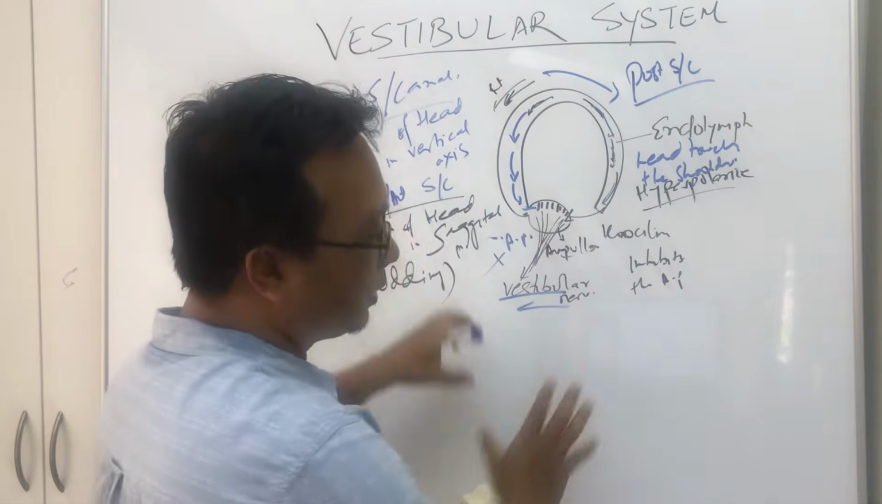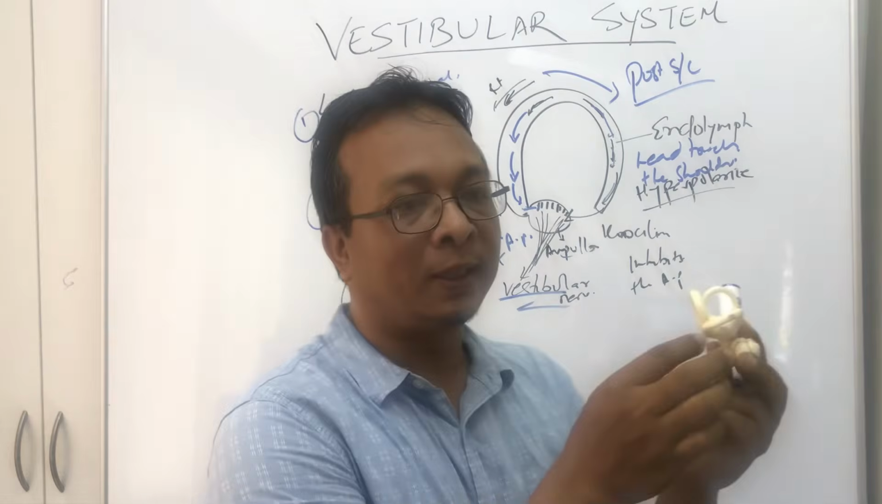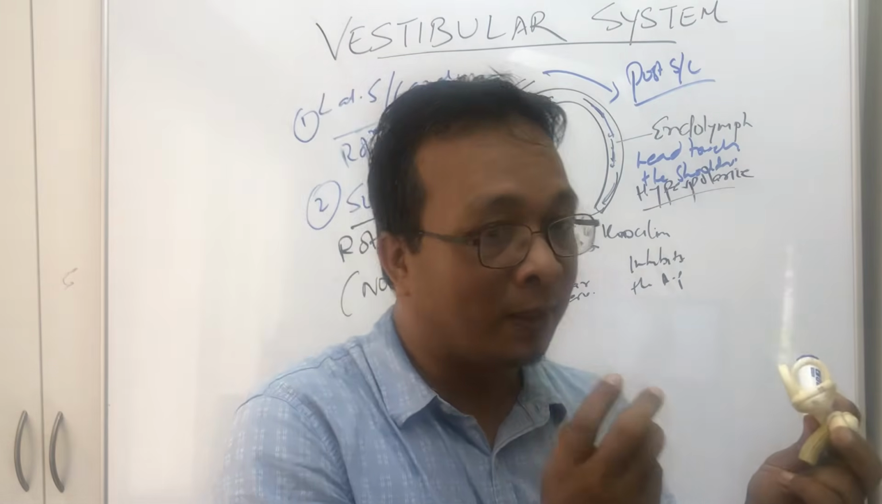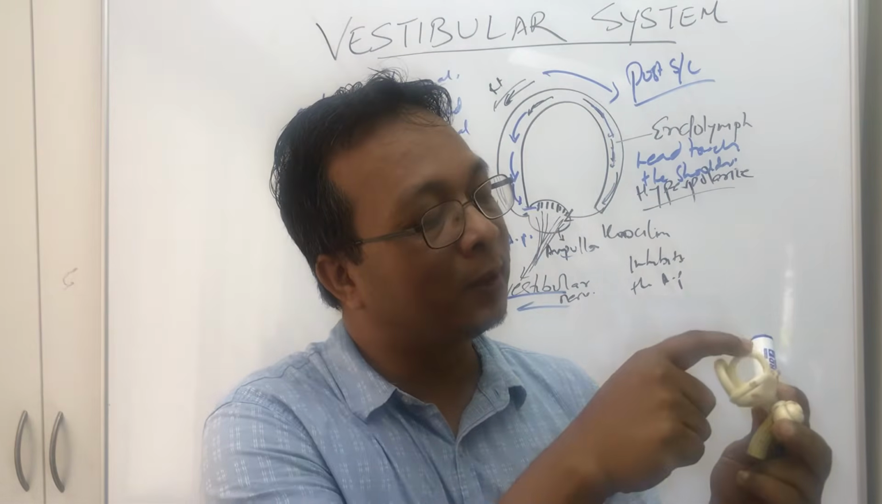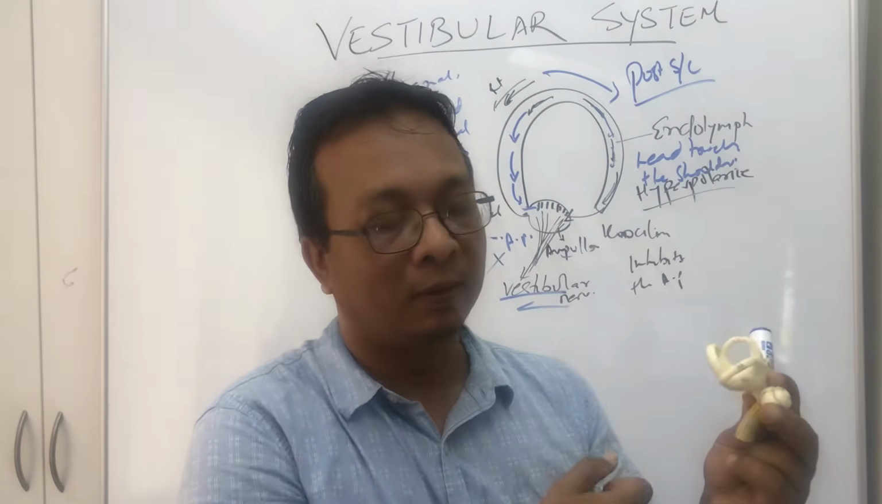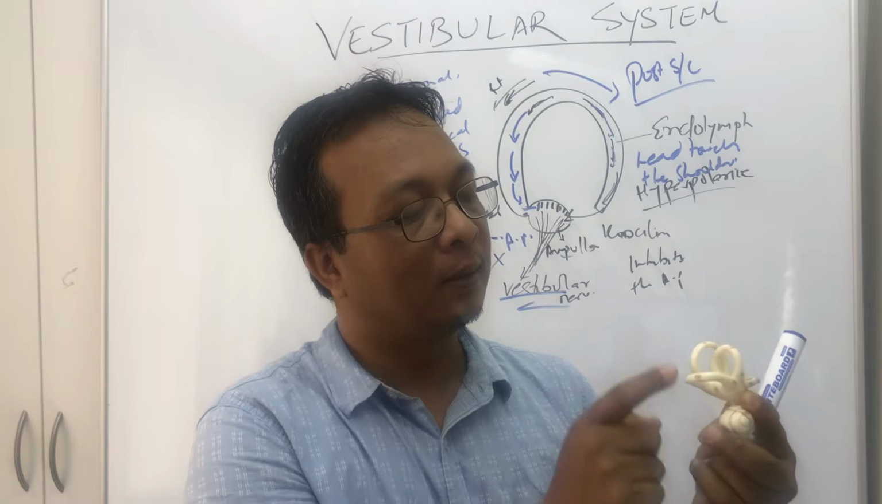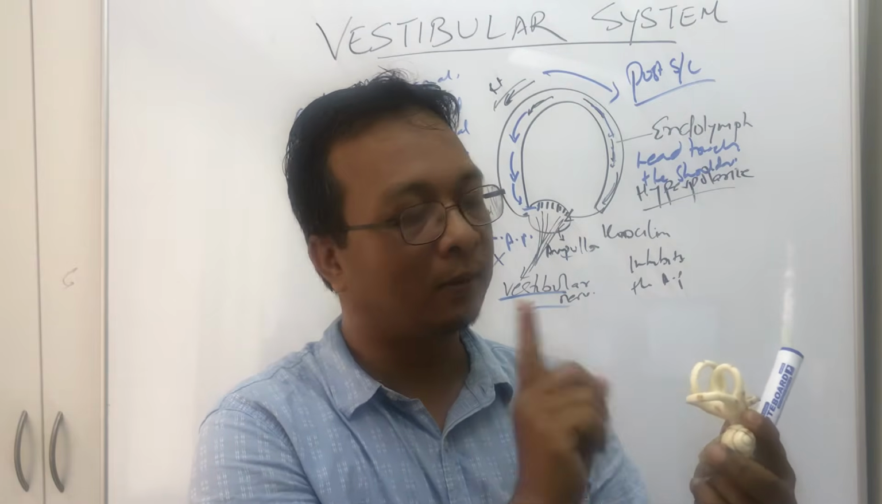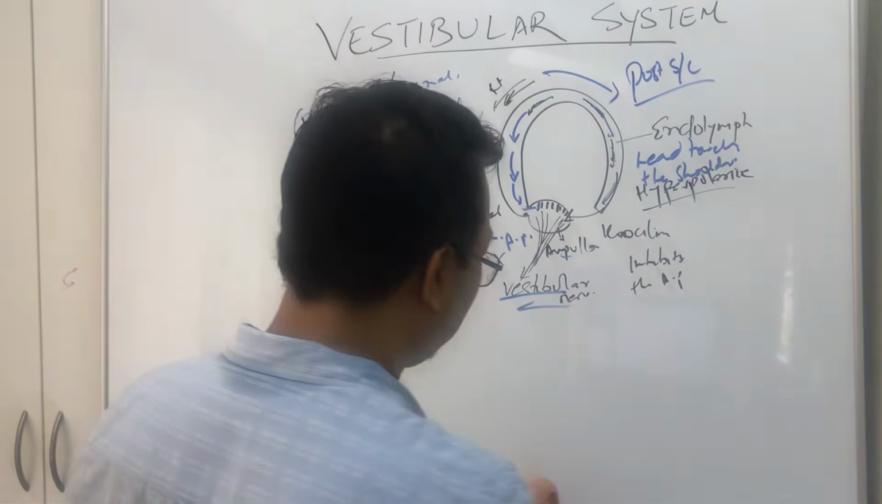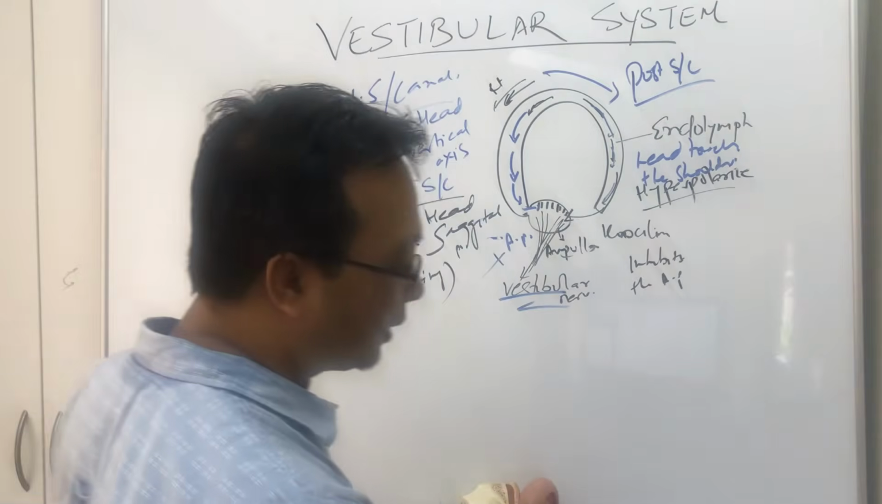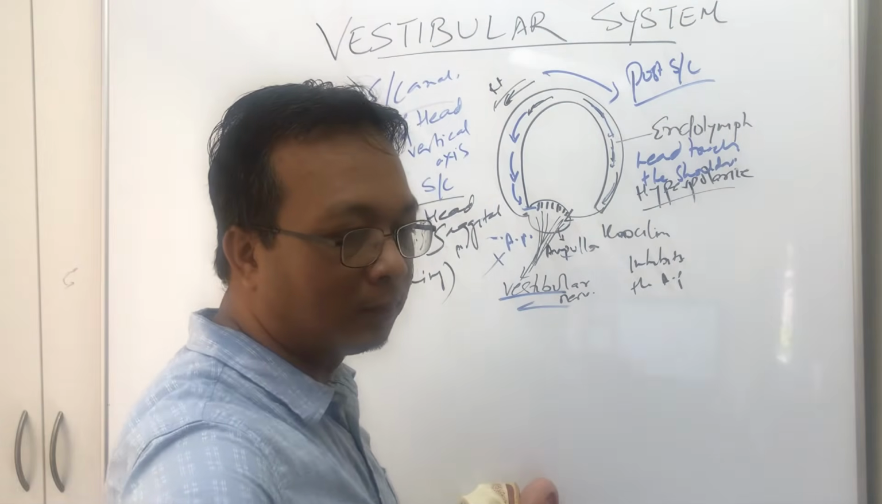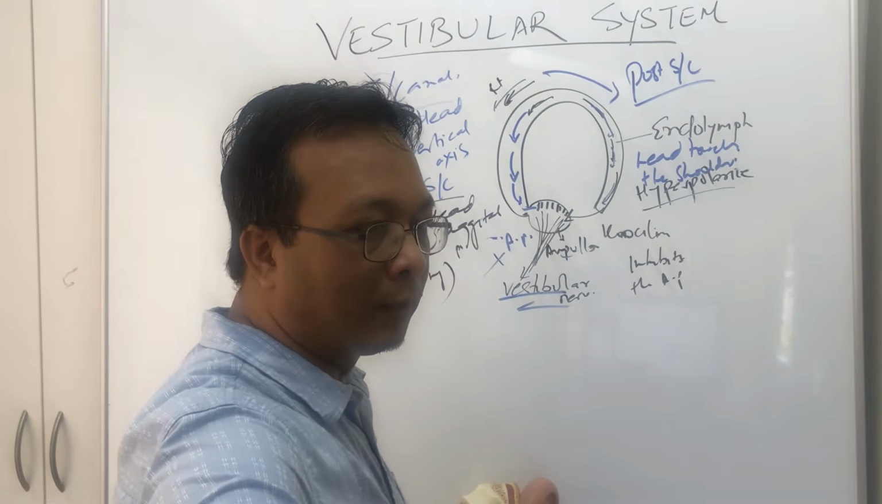So this is in brief about the semicircular canals. The vestibular apparatus consists of 3 semicircular canals: anterior or superior, lateral, and posterior. Right. Now we go to another set of vestibular apparatus that are called utricle and saccule.